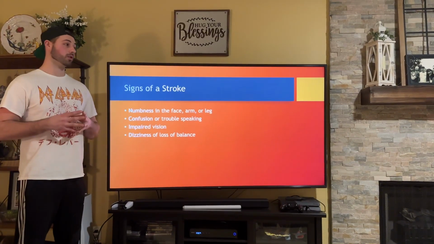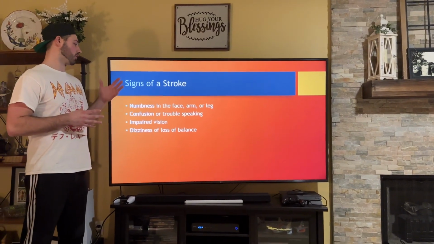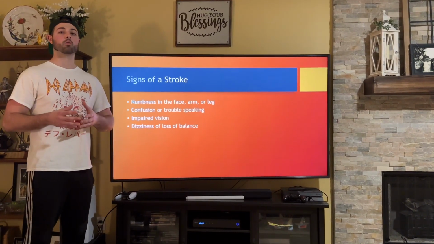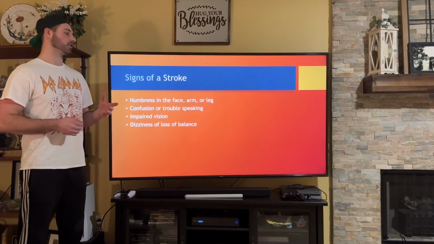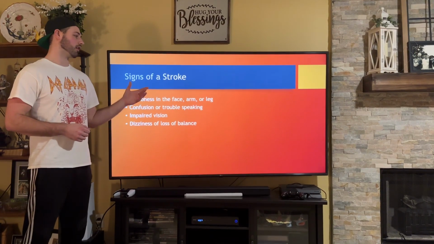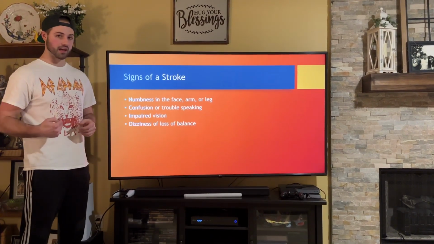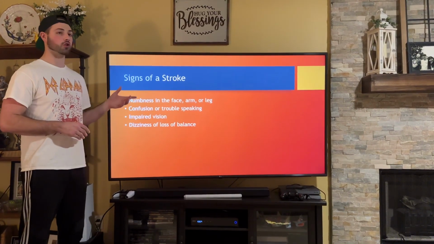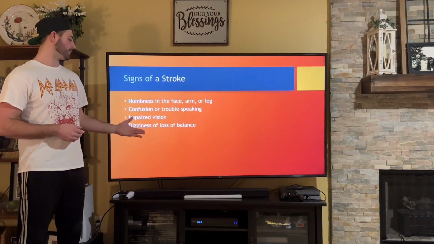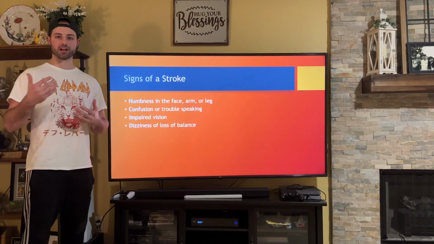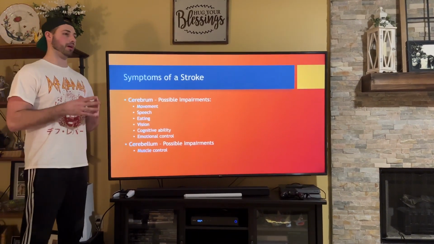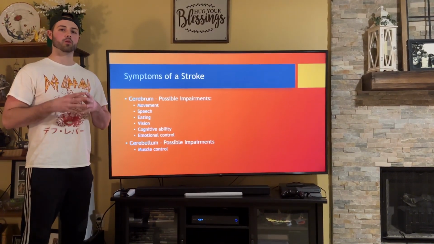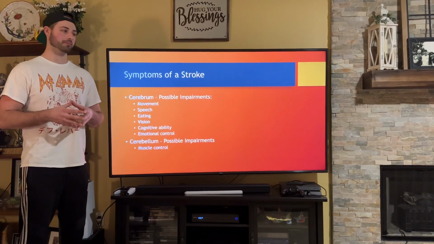Now, some early warning signs that a stroke is occurring will vary depending on which part of the brain is being affected. Now, these can include numbness in the face, arm, or leg, often on one side of the body, confusion or trouble speaking, impaired vision, or dizziness or a loss of balance. Now, depending on which part of the brain has been affected, there can be multiple varying symptoms.